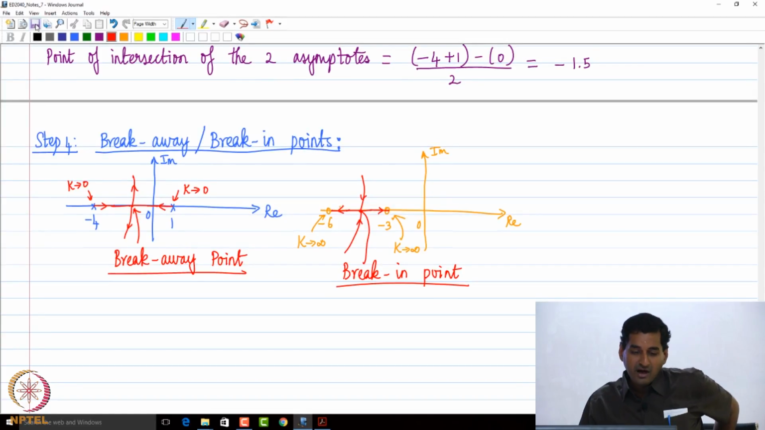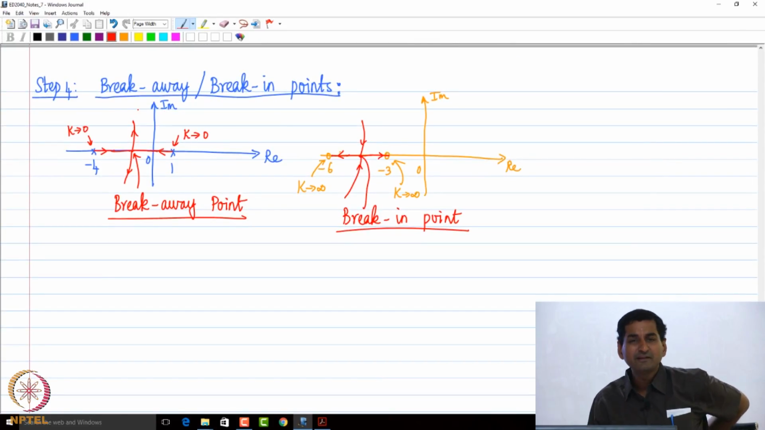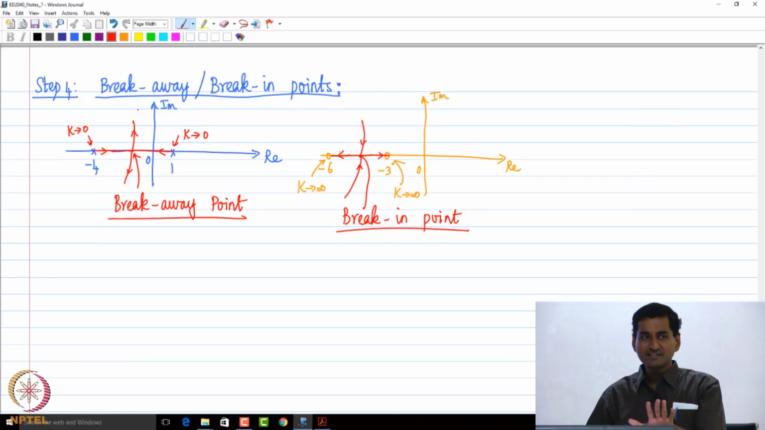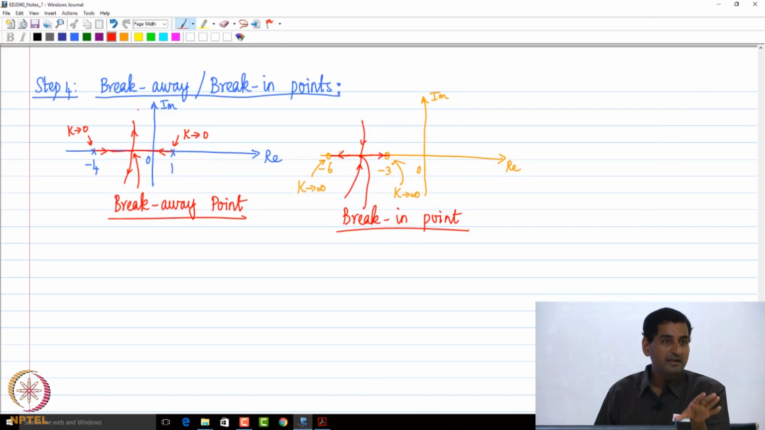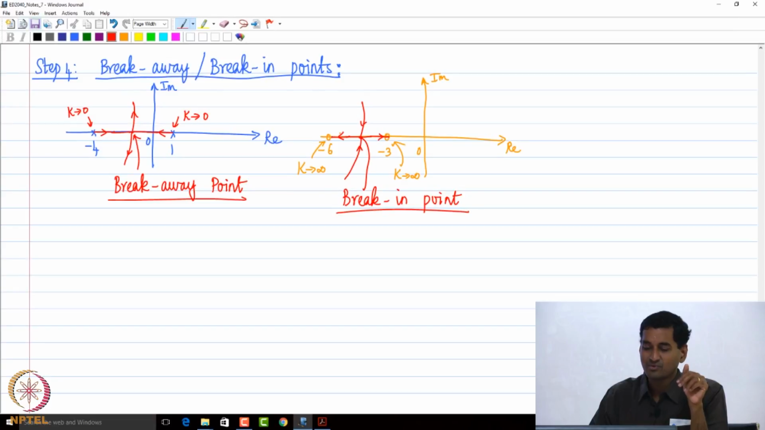Now how do we calculate these breakaway and break in points? As you do more examples, this will become clear, okay? It's not always necessary. I'll give you an example in the homework at the end of today's class where it will become clear to you why you need not always have a breakaway point, even in the example that we are doing. See, for example, when k is non-positive for the other case, you will see that this does not happen, right? So we'll discuss all those things as we go along.